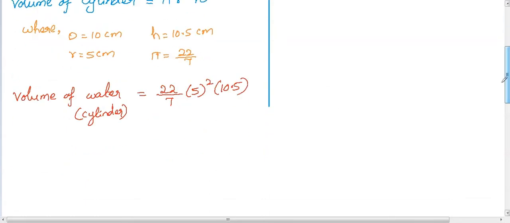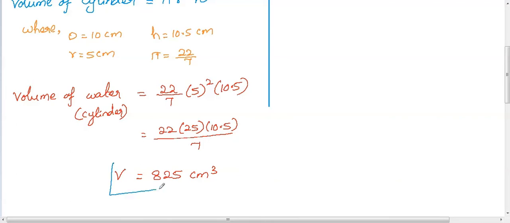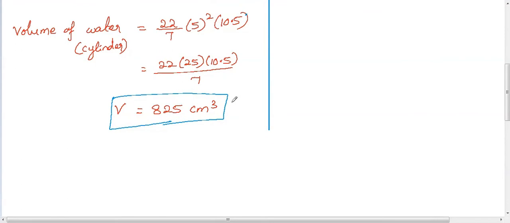So if we simplify this, we'll get 22 into 25 into 10.5 divided by 7. If we simplify this, we will get 825 cubic centimeters. So this is the volume of water or volume of cylinder. Now find the volume of cone.